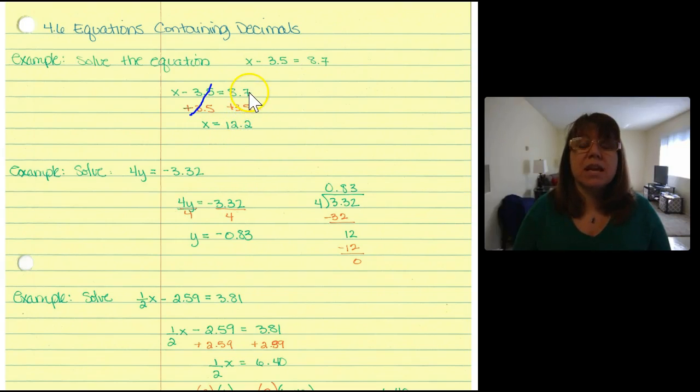Line up the decimals. 7 plus 5 is 12, carry the 1. 8 plus 1 plus 3 is 12. So solving equations containing decimals, we just need to remember all of our rules about decimals.